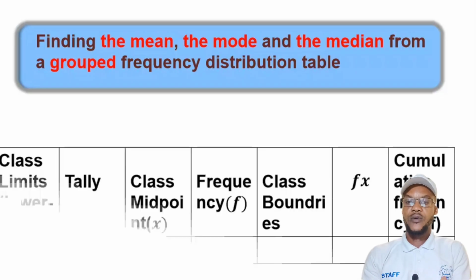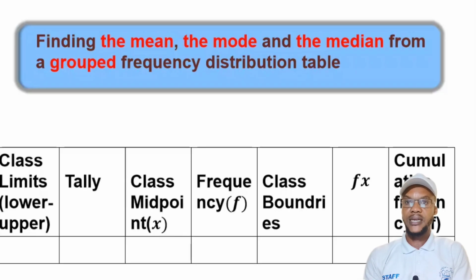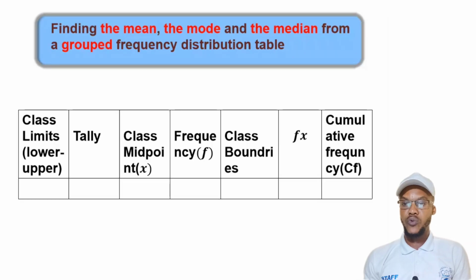So we are going to have a table like this, because we are going to find the mean, the mode, and the median from such a table. Then we're going to go through the various headings. The first heading we have is class limits, which involves lower class limits and upper class limits.